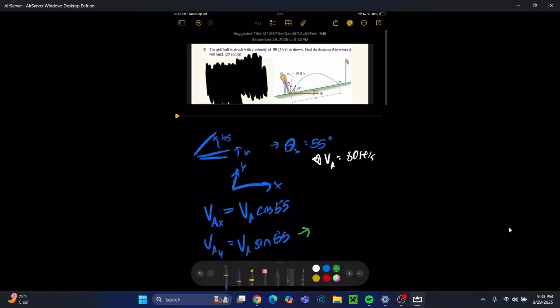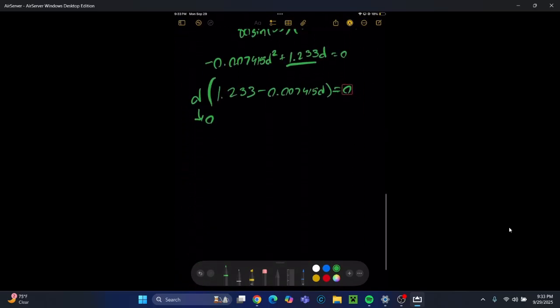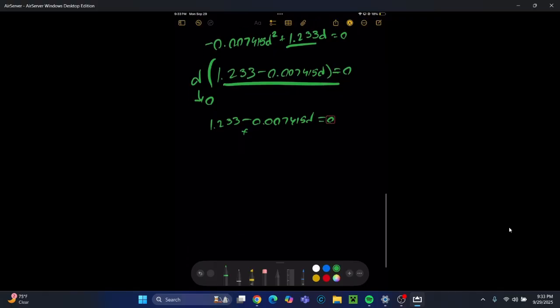We have to find when d equals 0, so we know d equals 0 at 0, but that's not helpful because we knew that from the very start of the problem, because we decided that was true. So this doesn't really help us. So we have to find when this is equal to 0. So 1.233 minus 0.007415d equals 0. I'm sure you know to do this: just add that to both sides, divide by the big number, or I guess it's small. It's a lot of numbers, but it's a small number, if that makes sense.